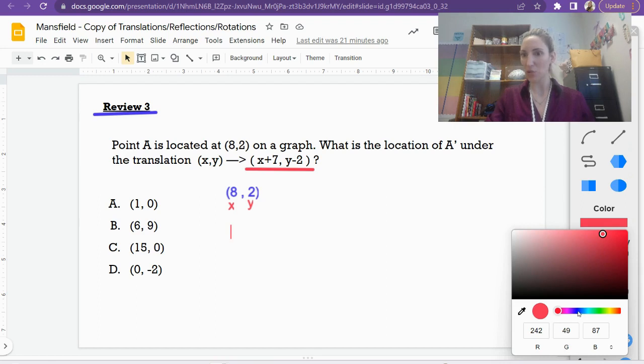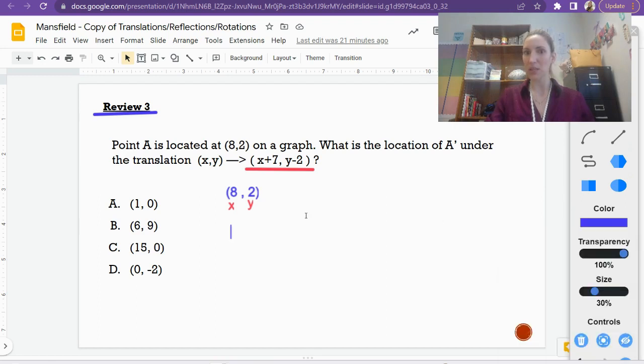Let me go back to my blue. So I'm supposed to do 8 plus 7, right? That is the transformation that's happening inside my machine. I'm adding 7 to my X. Now let's see what's happening to my Y. Y minus 2. My Y is 2, so 2 minus 2.